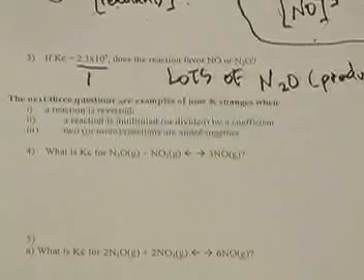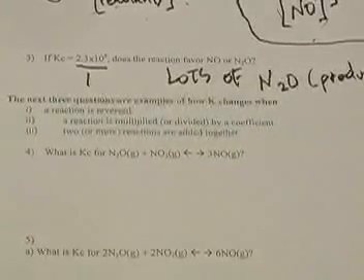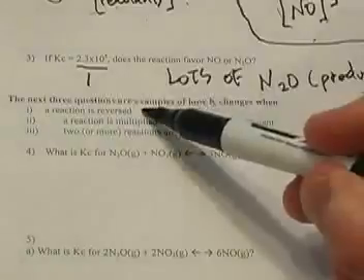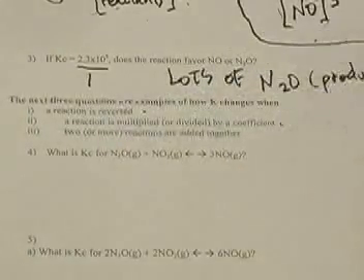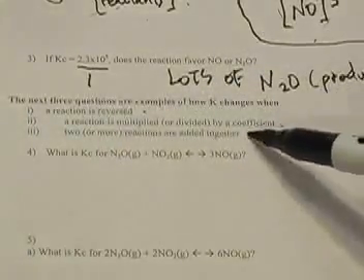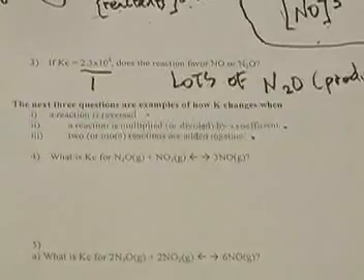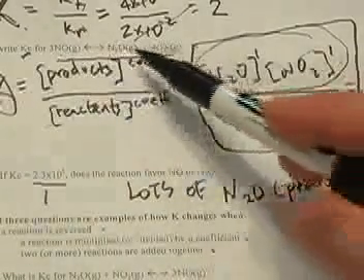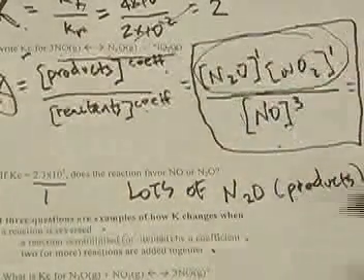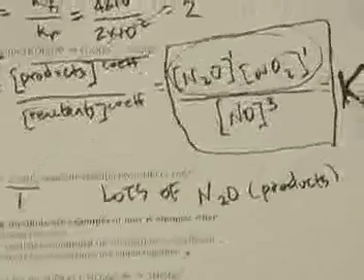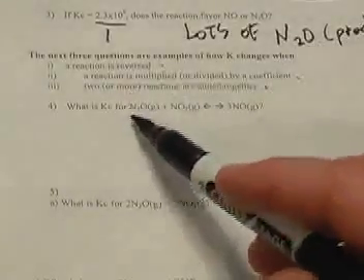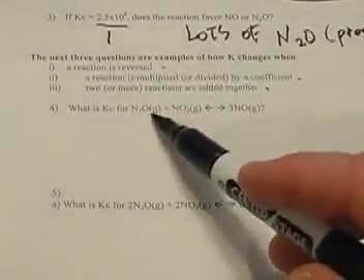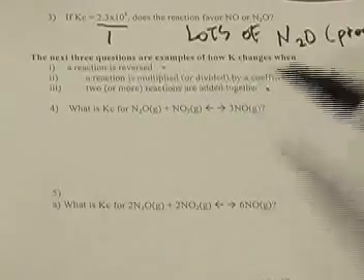The next 3 questions are examples of how K changes when a reaction is reversed, a reaction is multiplied or divided by a coefficient, or 2 or more reactions are added together. And we'll still use this same reaction up here with the NO, the N2O, and the NO2 to illustrate how these changes take place. So we'll be referring back to this quite a bit. The first question says, what is K sub C for N2O plus NO2 going to 3NO?